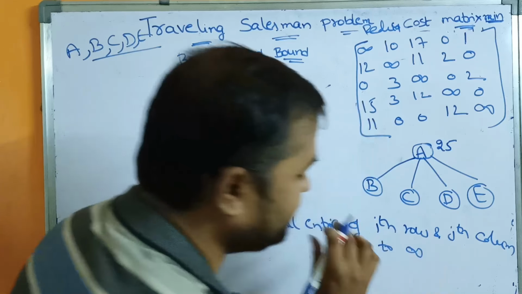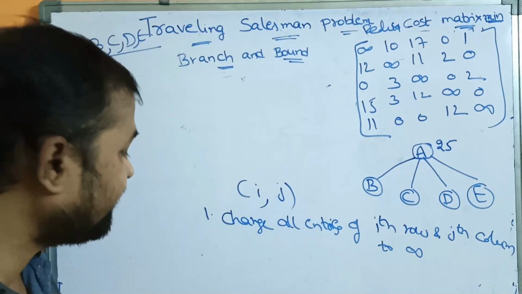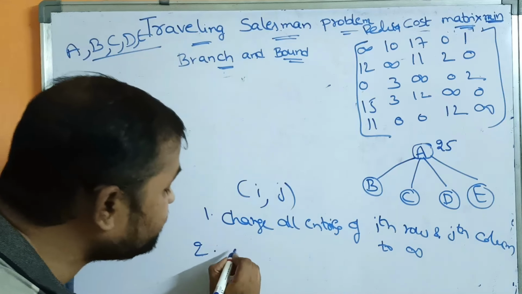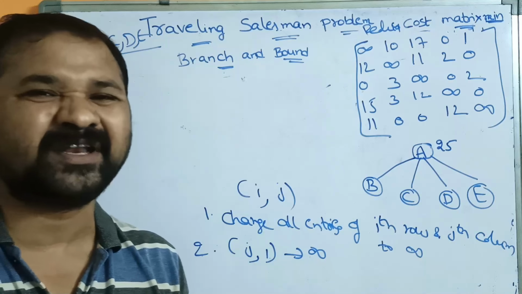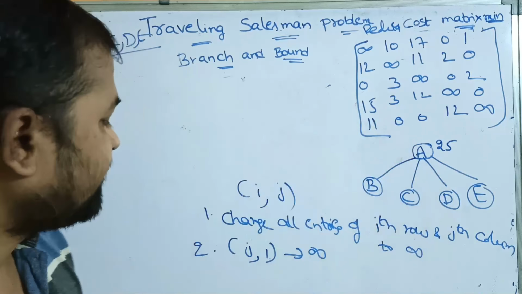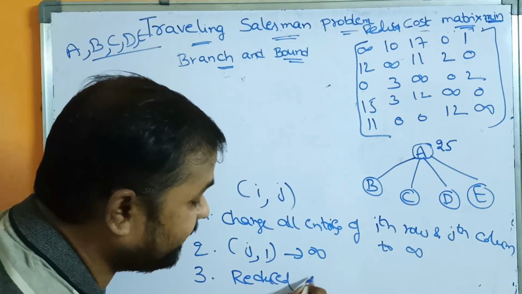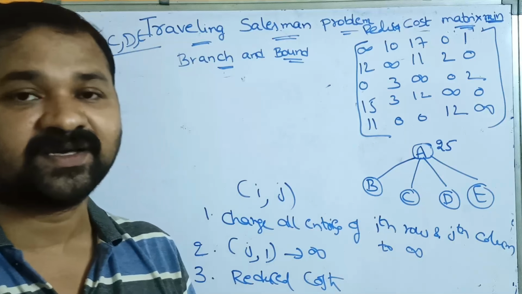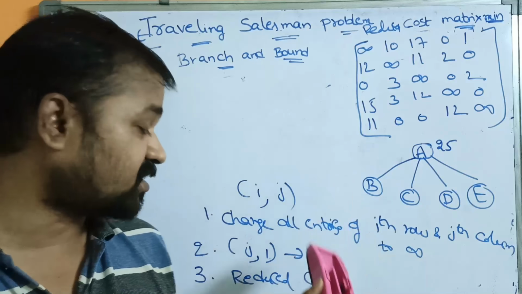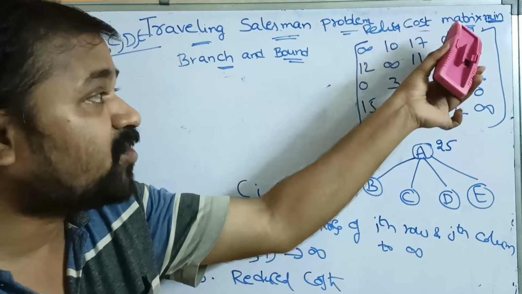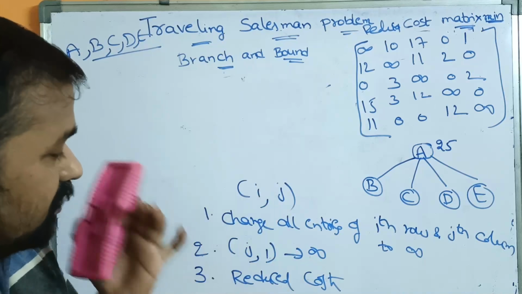So first we have to do this thing. We have to change all the entries in the ith row and jth column to infinity. And the second one is we have to change j comma 1 to infinity. This is the formula for branch and bound. And the third one is we have to make the matrix a reduced cost matrix. We know what a reduced cost matrix is. We have to perform row reduction and column reduction. We can say that a matrix is a reduced cost matrix if at least one entry of each row as well as at least one entry of each column is 0. Okay. So we have to do these 3 things.